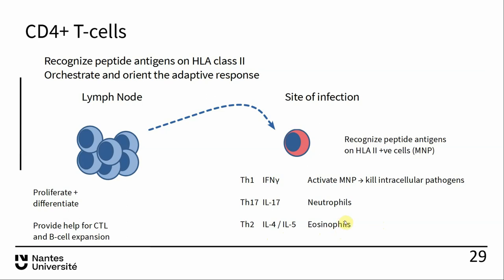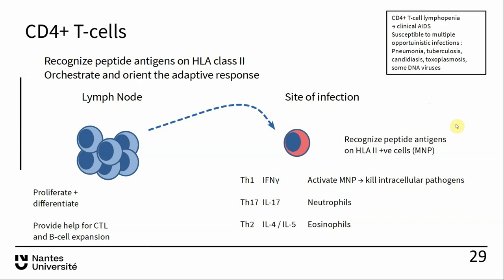Now, the importance of the CD4 T cell compartment in mounting an efficient and effective immune response against pathogens was really shown by, well, many things, but in particular, the effects of the symptoms of clinical AIDS, which occurs when CD4 T cell counts are suppressed below 200 cells per millimeter cubed of whole blood.